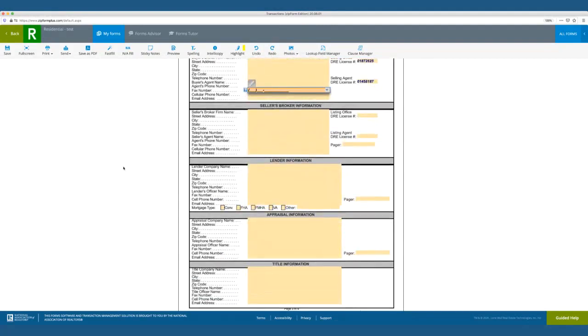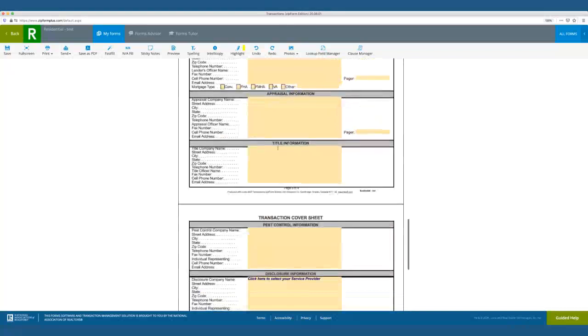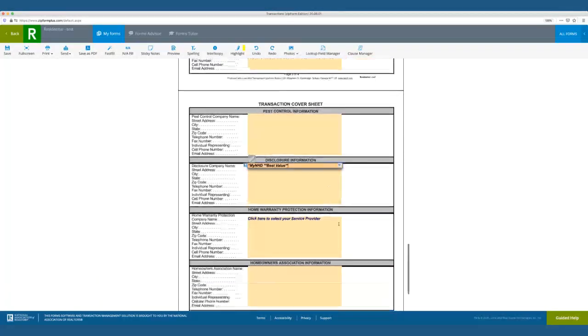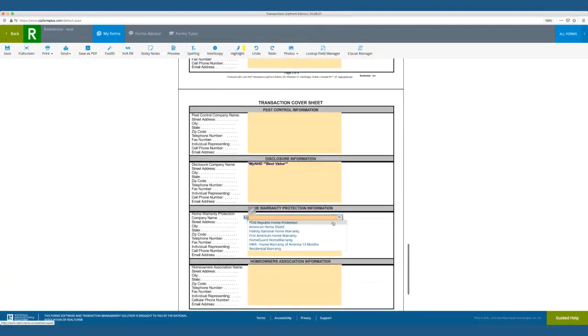So then we go down to title. If you have a favorite title company, you choose that, and make sure to put the representative so that they get credit for it. Always ask for who you want or seller's choice, because usually it is a seller's decision. As far as the disclosure information, we have an affiliation with MyNHD, so we ask for MyNHD. We also have an affiliation with Old Republic.